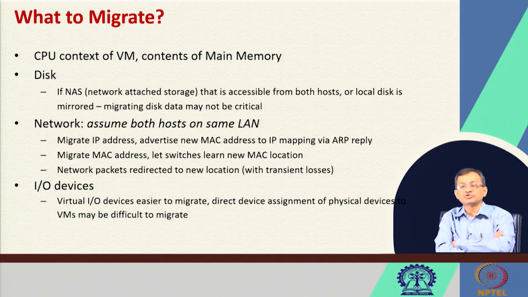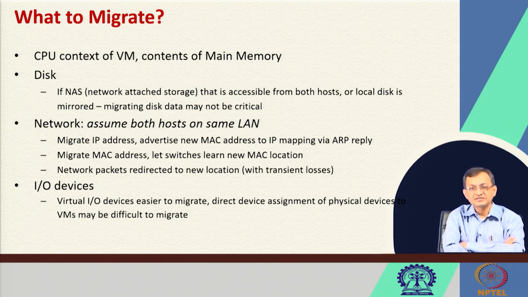Network: assume both hosts are on the same LAN. Then you migrate the IP and advertise the new MAC address to IP mapping via ARP reply and all those things, right. It is much easier if it is on the same LAN; otherwise I need to do other things like proxying. So, migrate the MAC address, let switches learn the new MAC locations, and network packets are redirected to the new location with transient losses, and all those things will be there, right.